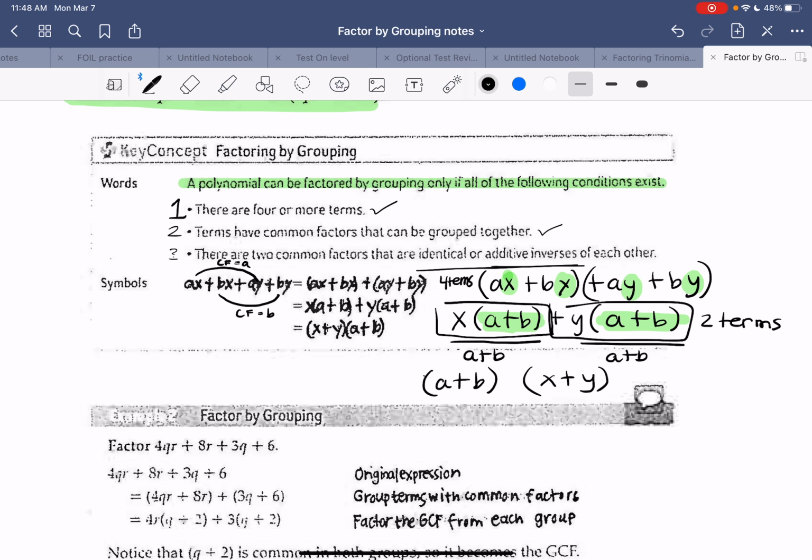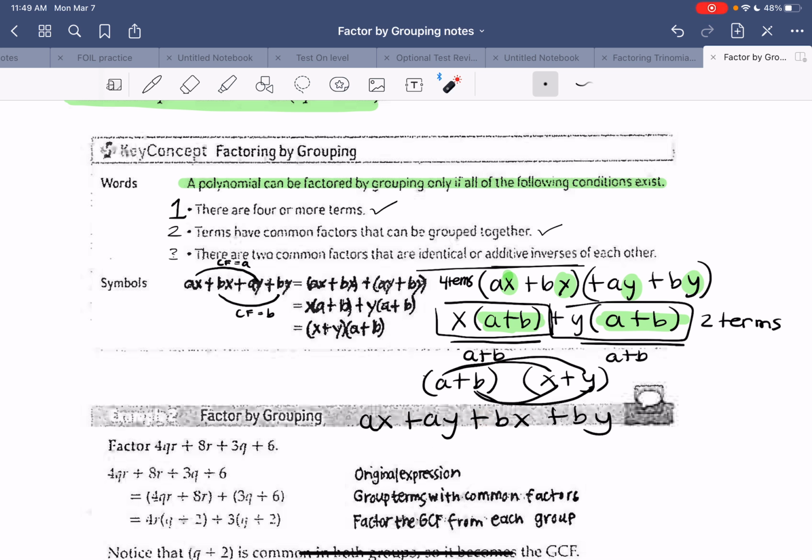And I'm going to just show you real quick that this works, because a times x is ax, a times y is ay, b times x is bx, and b times y is by. So if you notice here, when I refoil it to check my work, this that I'm boxing is the same as what I'm highlighting here, ax plus... again, the terms are out of order, but they are all present.